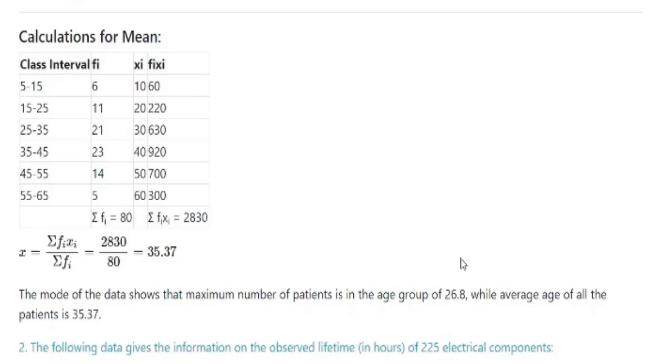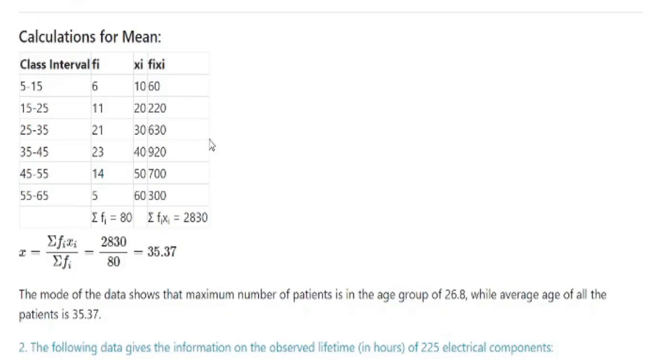So for this question, the mode of the data shows the maximum number of patients are in the age group of 36.8, while the average age of the patients is 35.37. The mean shows the average age and the mode shows the age at which the maximum number of patients occur.